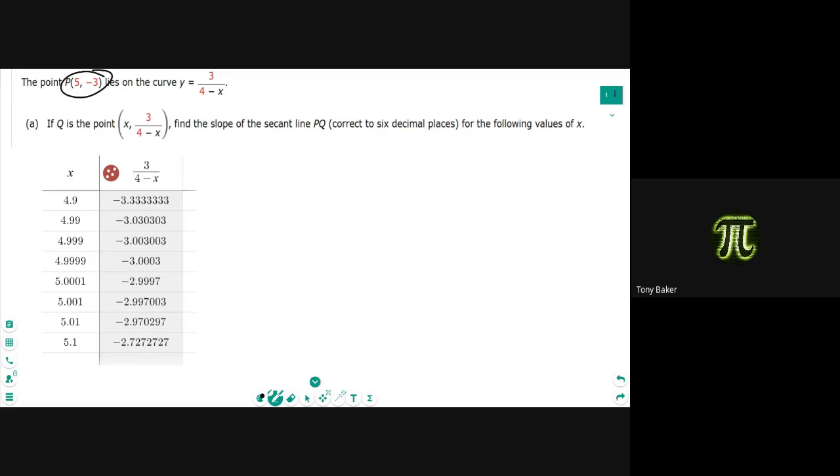All right, so we've got these points. What's the equation for slope? Yep. So there's my slope equation.